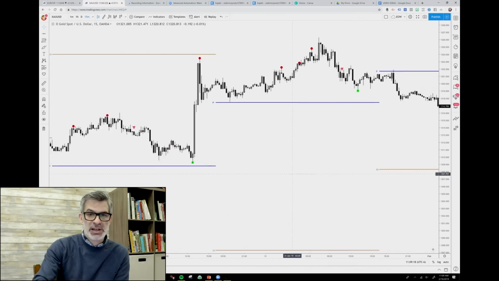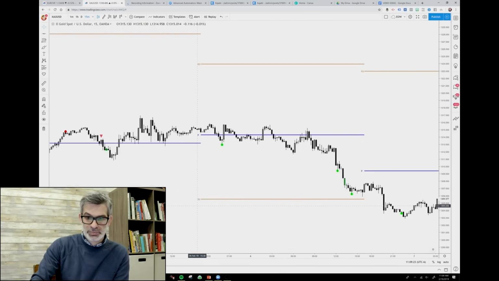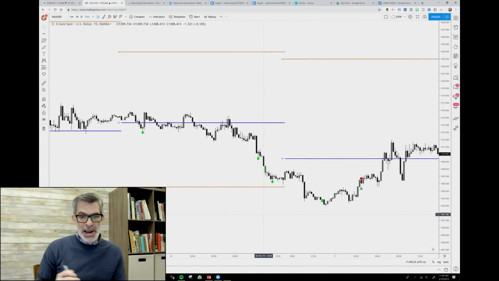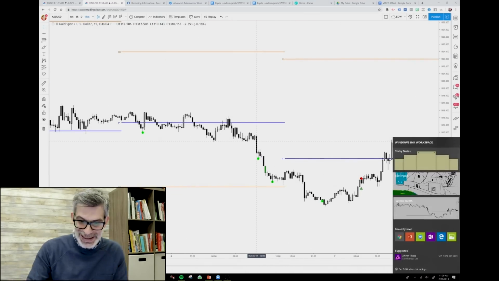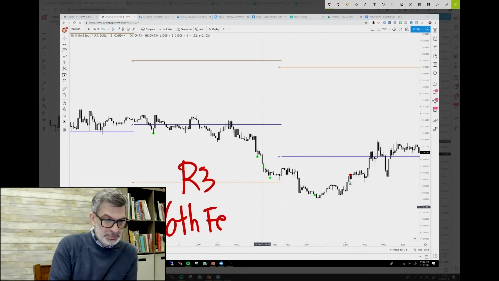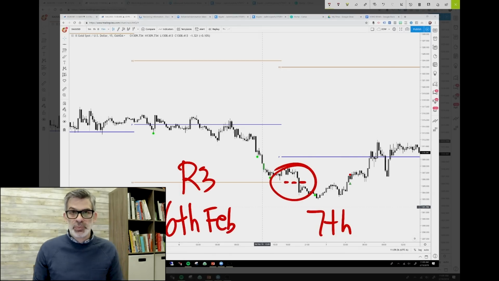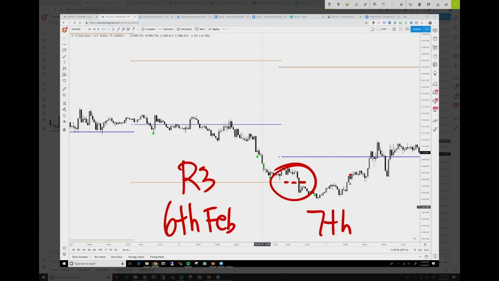So let's wait for another level, R3 or S3, to get hit. Okay, this is a great example of a ghost hit. And I'll tell you what I mean by this. So this is R3 on the 6th of February. On the 7th of February, price actually finally hits that level, but it was yesterday's level. So it's kind of like a ghost S3 level. Excuse me, S3, not R3. I apologize for that. An S3 level.